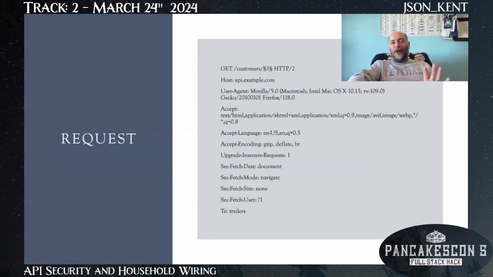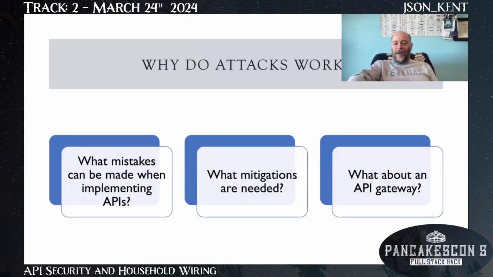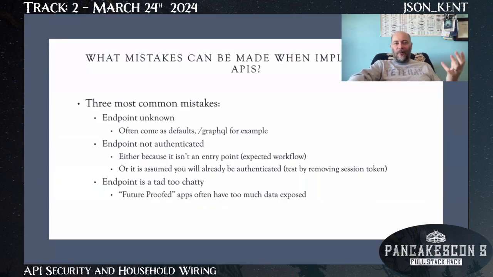So now you've seen, here's what a request looks like, and here's what a response looks like. So why are API attacks working? I mean, what is it that makes them work? If you break it down into what mistakes are being made, it's these three things, right? Unknown endpoint. I didn't know it was there. In Optus and Peloton and a bunch of these breaches, the very first thing that they share with everybody is that was an endpoint that we weren't aware of. And so being aware of your endpoints becomes really important.